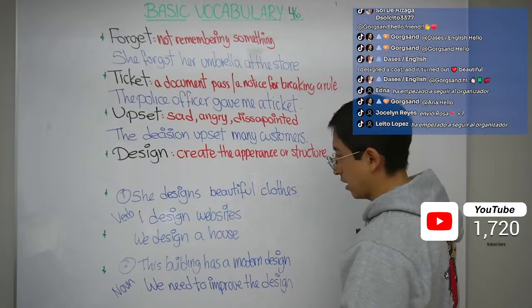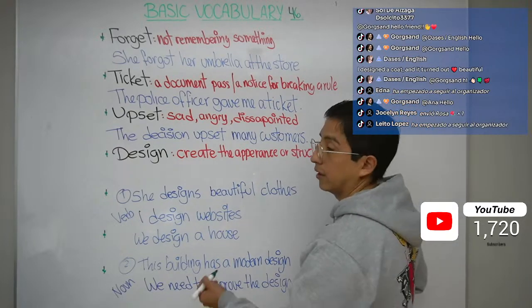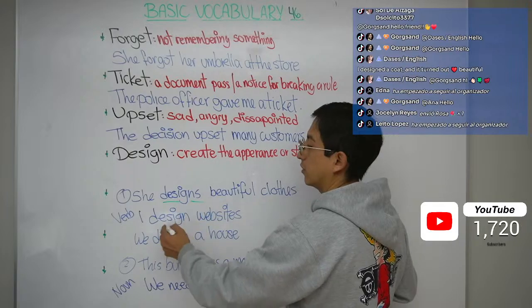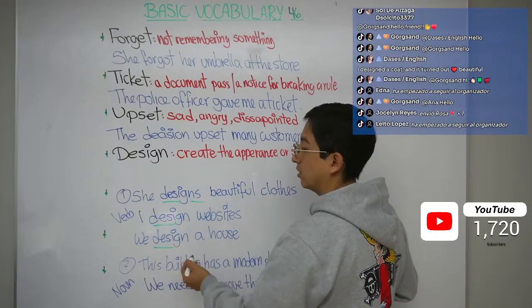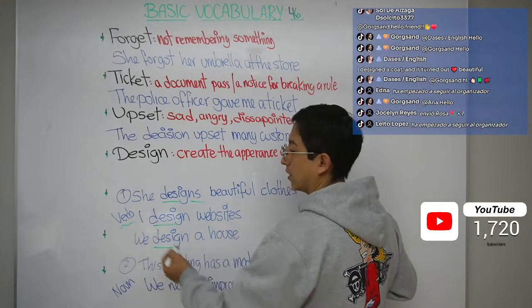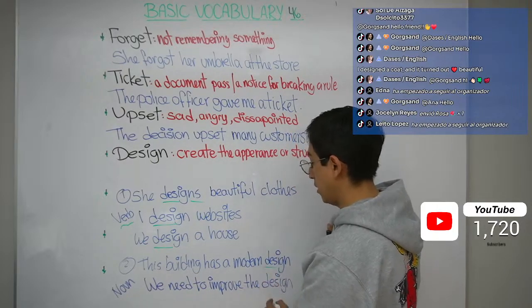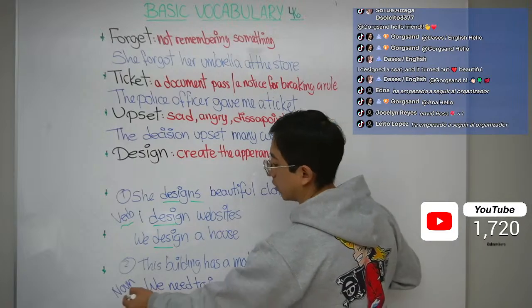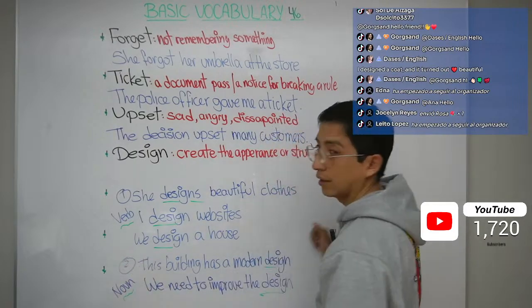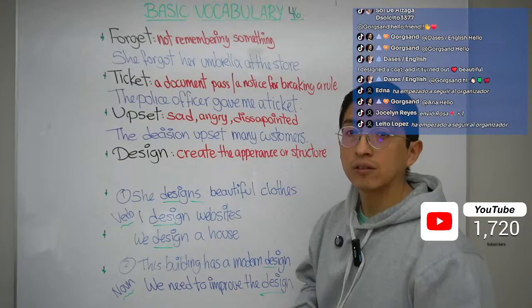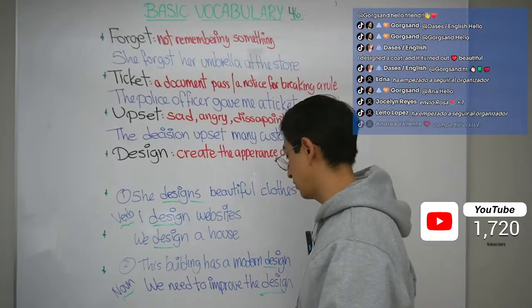So one more time. In the first case, she designs, I design, we design. It is working as a verb. In the other case, it has a modern design. We need to improve the design. We're talking about a noun. Well, guys, write your own sentences there. I'm going to read you in a moment.